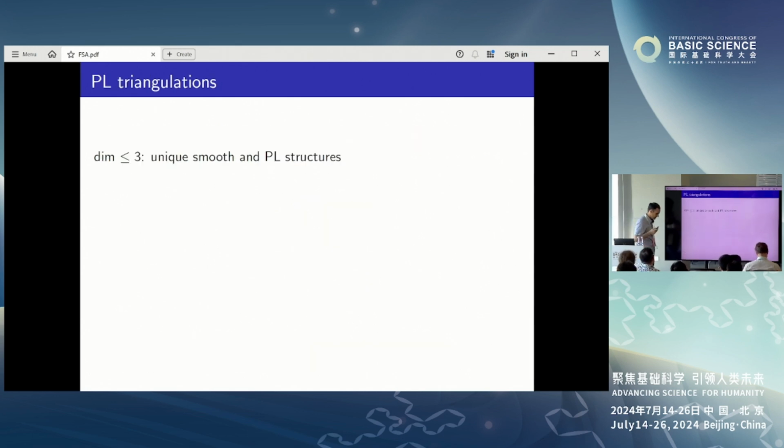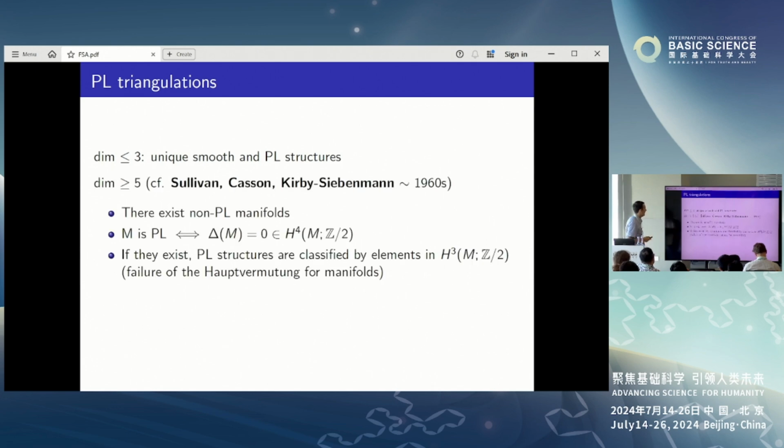Okay, so what do we know? It's actually easier to just focus on PL triangulations first. Let me mention what's known there. In dimension up to 3, manifolds have unique smooth and PL structures, so they have PL triangulations. In dimension greater or equal than 5, there was work of several people in the 60s, and they showed that there exist manifolds that are not PL, so they don't have PL triangulations. In fact, I forgot to say, having a PL triangulation is the same as being a PL manifold. That's not too hard to show, but it requires some thought.